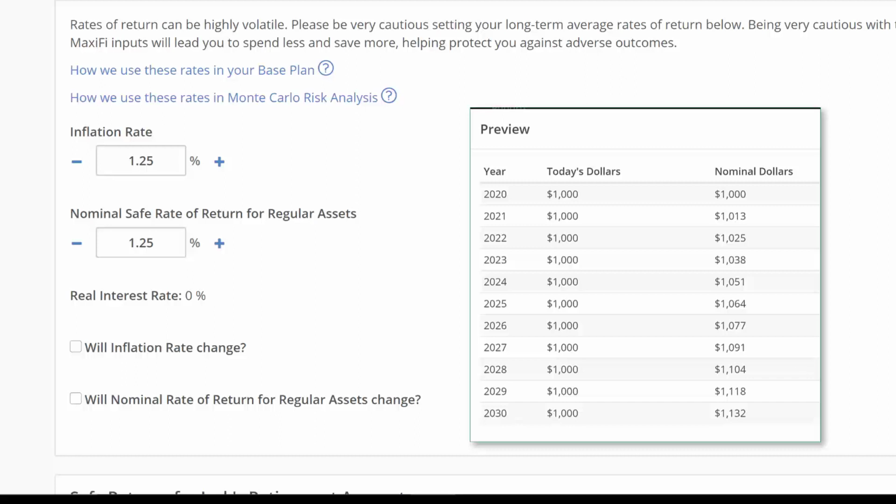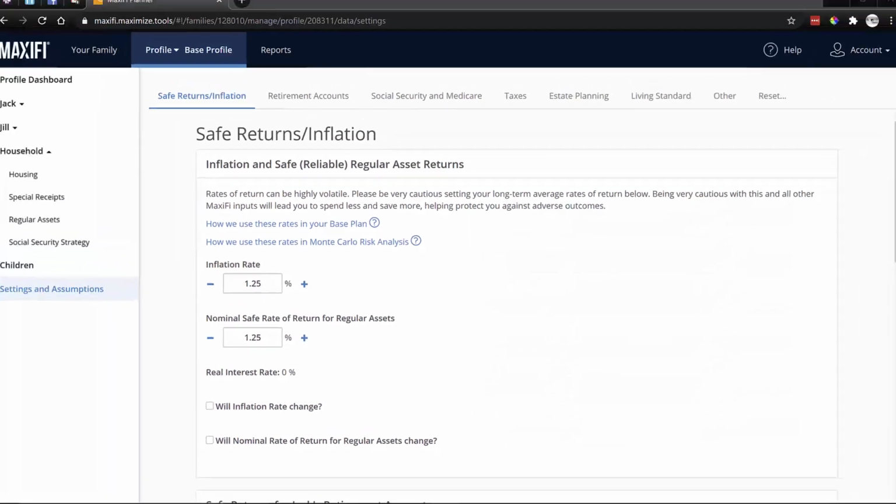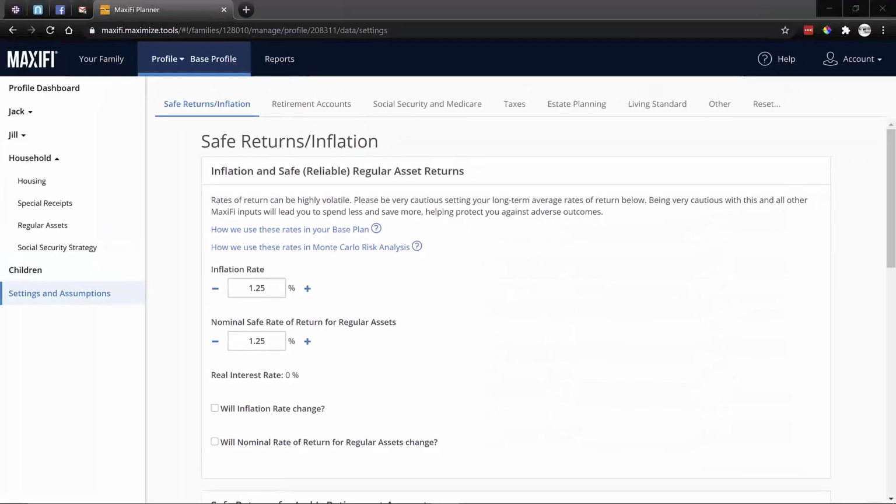In other words, the nominal amount, the name value or face value we have to spend, must get larger each year in order to represent the purchasing power or real value of today's dollar. I think it's easier if we look at an example. So let's look at special receipts.